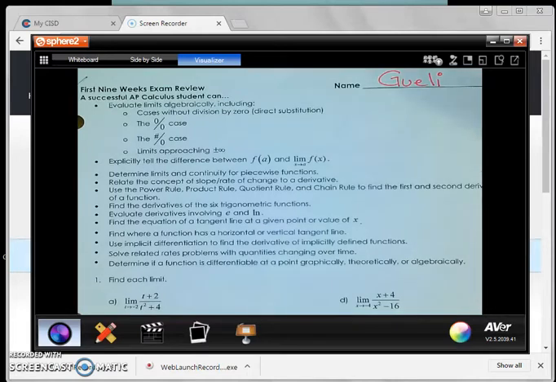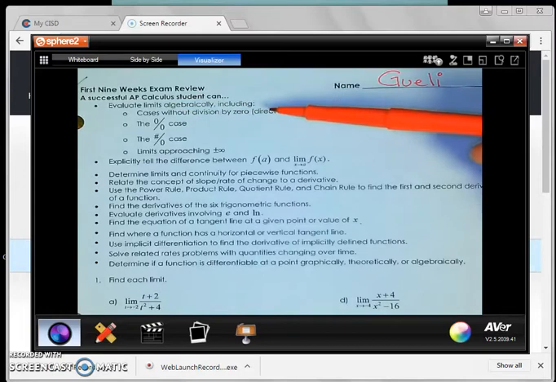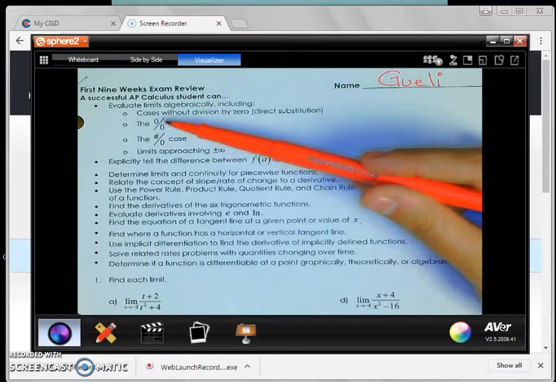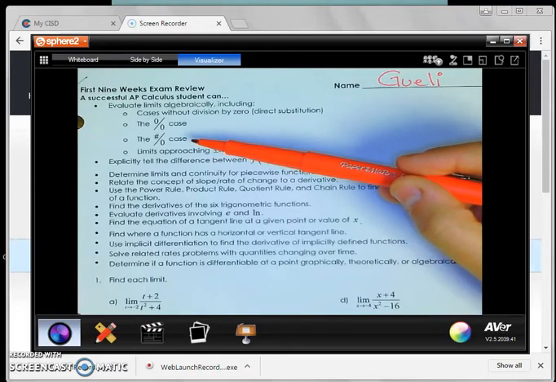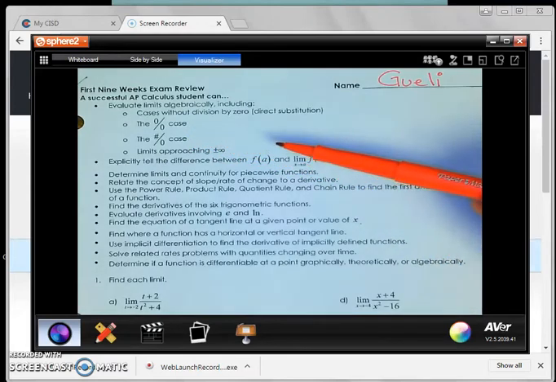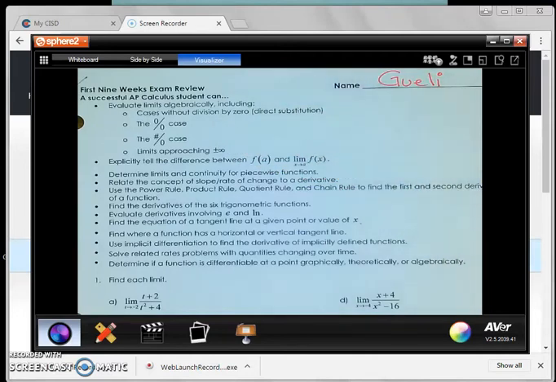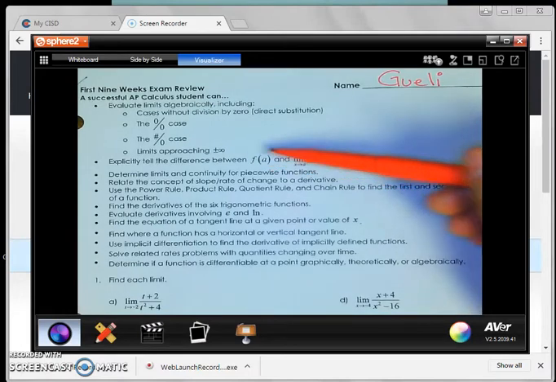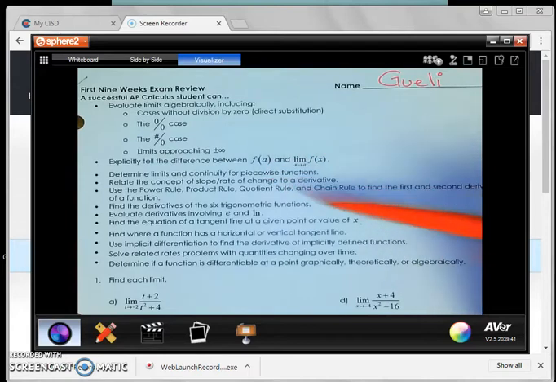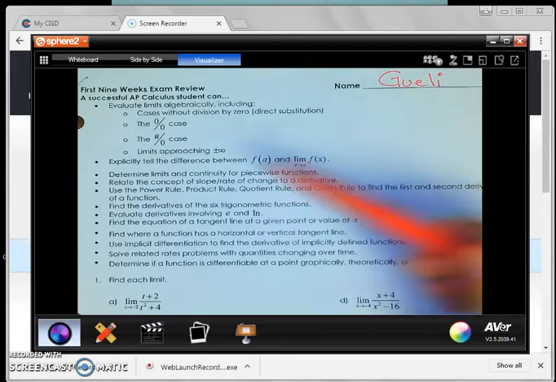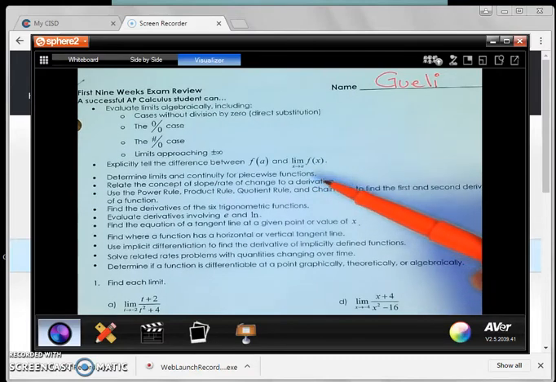Make sure that you know how to evaluate limits algebraically, including the case of 0 divided by 0, the case of a number over 0, meaning there's a vertical asymptote, so you'd have to use one-sided limits, and also limits approaching positive or negative infinity, so that's where you're going to be using your horizontal asymptote rules. Be able to tell the difference between evaluating a function and the limit. That should lead into your definition of continuity. Continuity of piecewise, so make sure you know your left and rights, things like that.